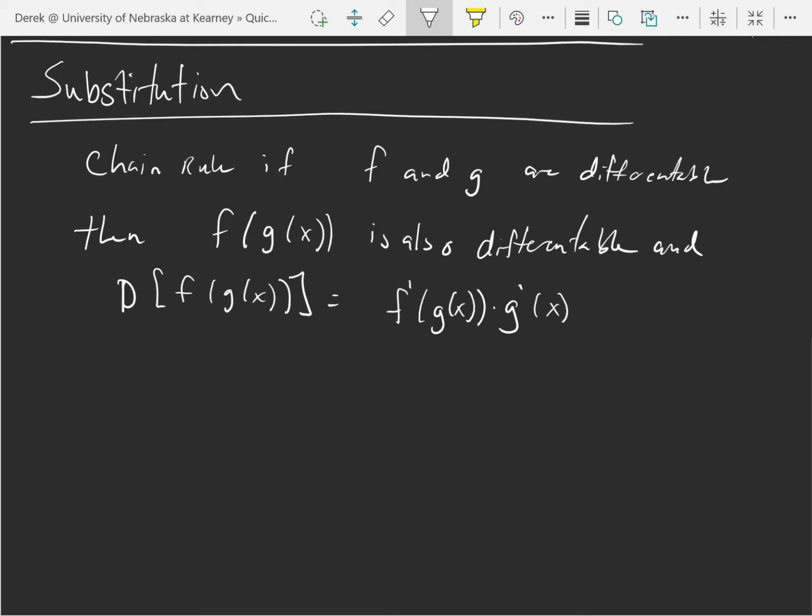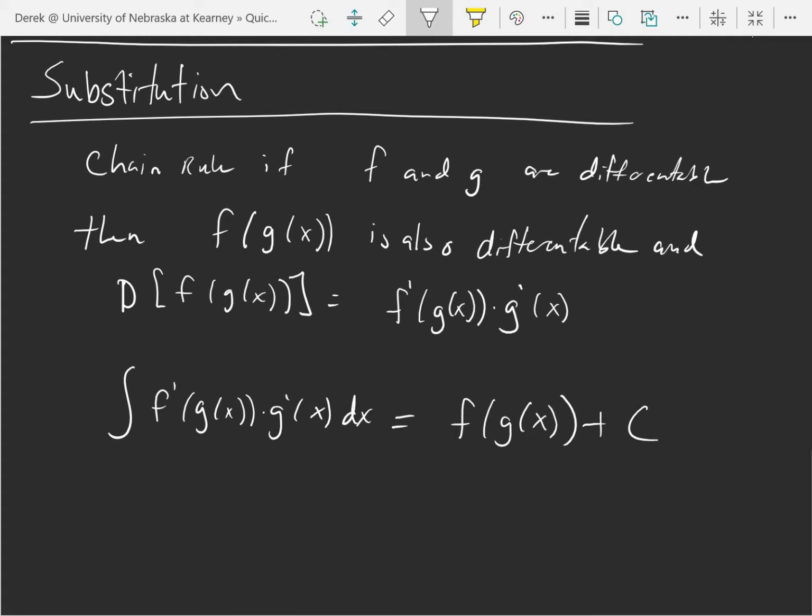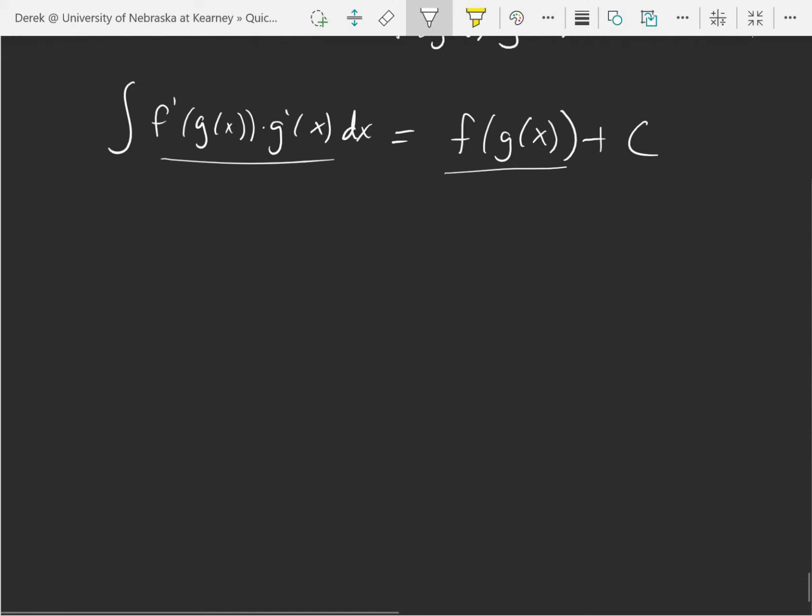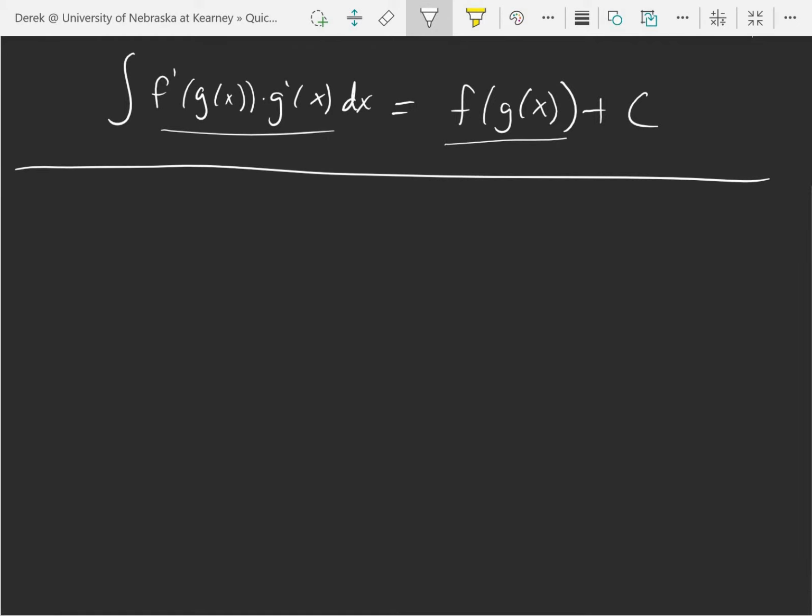Right, so if I want to integrate or take the antiderivative of both sides, I get the integral of f prime of g of x times g prime of x dx is equal to f of g of x. And that's our chain rule, or our integration by substitution. And we always get to add in a constant, but this is an antiderivative for this stuff. Okay, so let's see some examples of how this works and talk a little bit about some techniques and things.